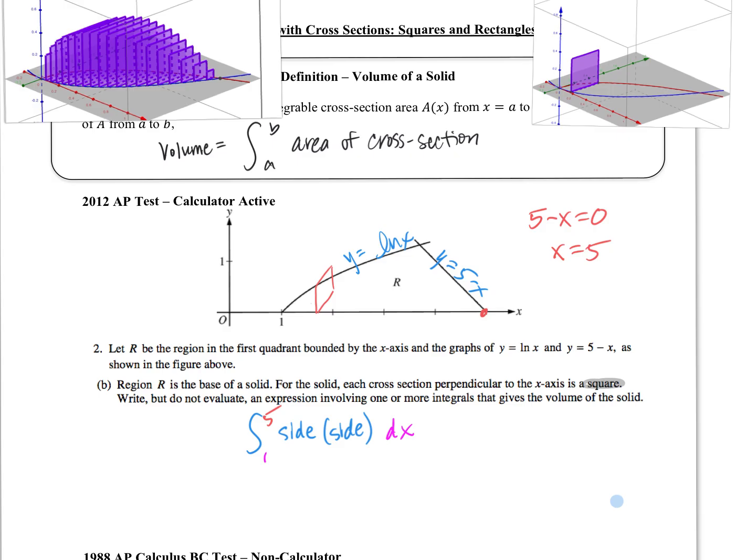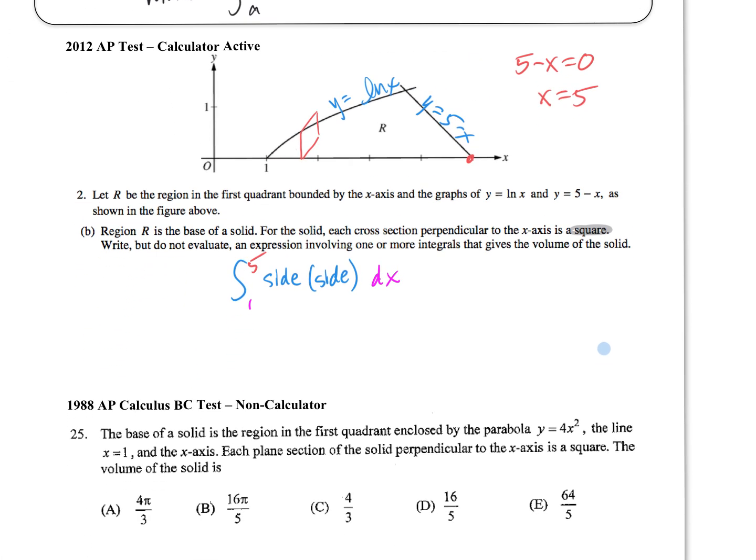Okay, how are we going to get the length of a side? How am I going to get the length of a side of a square? You know this. Upper minus lower. If I do upper minus lower, it's going to get me this. Upper in this part is how much? ln of x minus 0. But you guys, I'm silly.